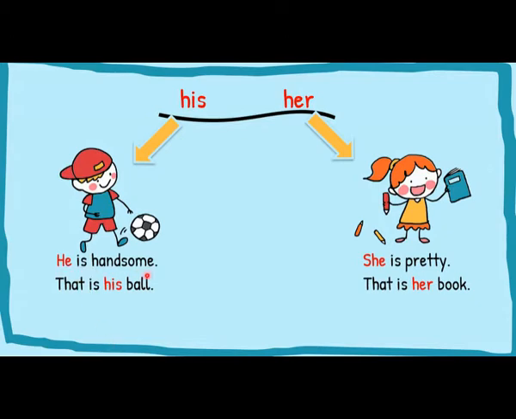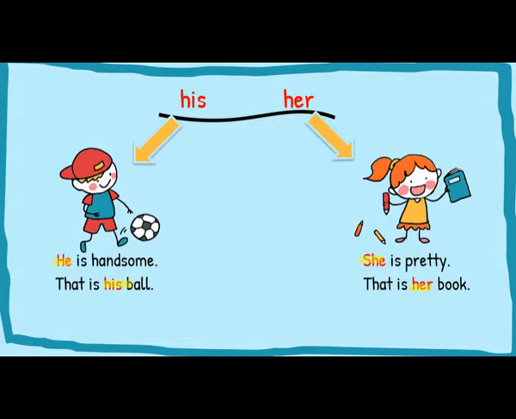So, we can look at here. He is handsome. That is his ball. So, for boys, we use he and his. And let's look at the girl. She is pretty. That is her book. So for girls, we use she and her. Okay, so nampak? If it's boy, we use he and we also use his. If it's girl, we use she and we use her.